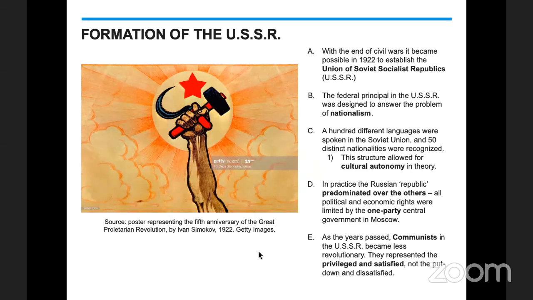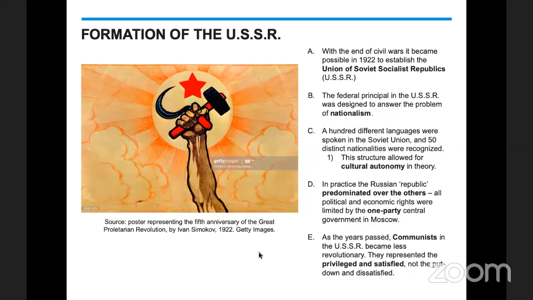And so they want to create a federal structure that allows for cultural autonomy, at least in theory, in all these different places. So in theory, you have these separate areas that are not simply Russian. They could be Georgian, they could be Ukrainian, and they're going to have their own cultural autonomy. But in practice, the Russian Republic predominates over all the others. All political and economic rights are going to be limited by the one-party central government in Moscow.